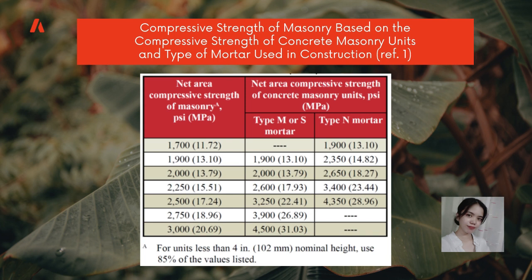Similarly, if 3050 psi or 21 megapascal concrete masonry were used in conjunction with type N mortar, the maximum specified compressive strength that could be used in design would also be 2000 psi or 13.8 megapascal. Note that compressive strength of masonry values must be multiplied by 85% when the unit strength is established on units less than 4 inches or 102 millimeters in height.